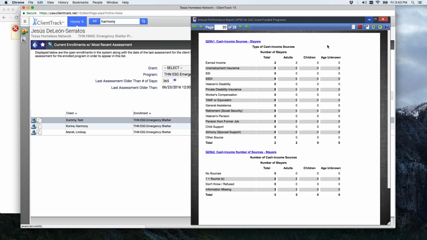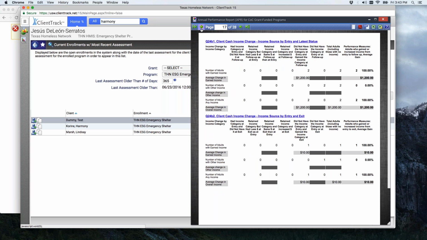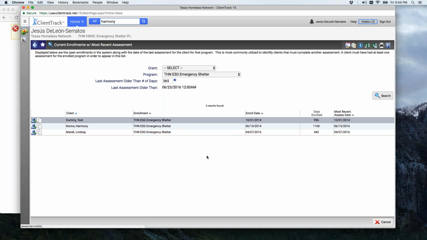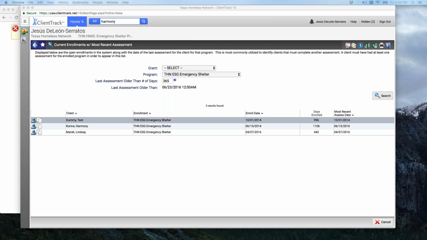Let's go back to the APR because there was a part over here. Yes, hold on, here. These 3 guys that had no income at entry or gain income at follow-up or exit. Well, you know where those clients are. These 3. So those are 2 really easy ways that you can go and change and make sure that your clients have the necessary assessments so they can truly count in your report.